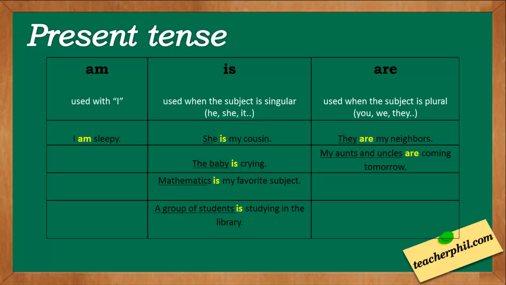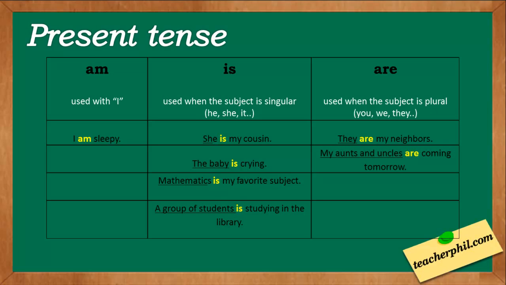Is is used when the subject is singular, like he, she, and it. Examples: she is my cousin. The baby is crying. Mathematics is my favorite subject. A group of students is studying in the library. The subjects she, the baby, mathematics, and a group of students are all singular. Be careful with nouns like mathematics and a group of students because they may sound plural, but they are taken singularly, so you should use is.